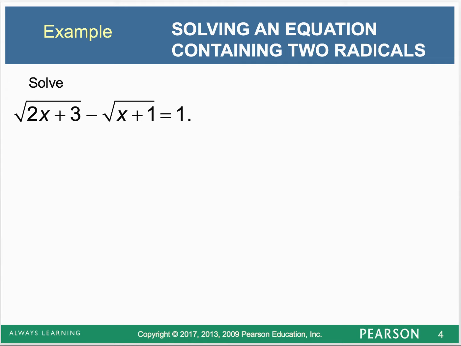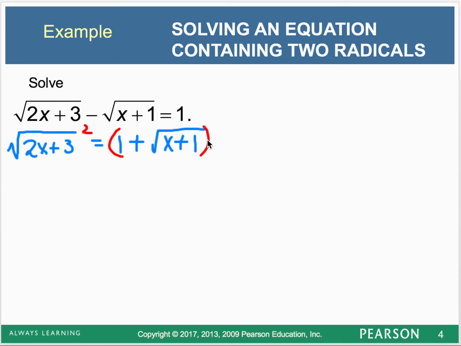Okay, isolate one side. So let's add square root of x plus 1 to both sides. Okay, let's square both sides. It's good practice anyhow, right? Plus, it's fun. Okay, so this will undo the square root and leave just 2x plus 3.